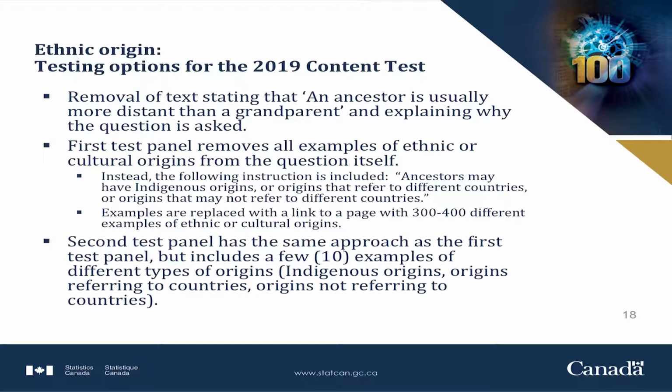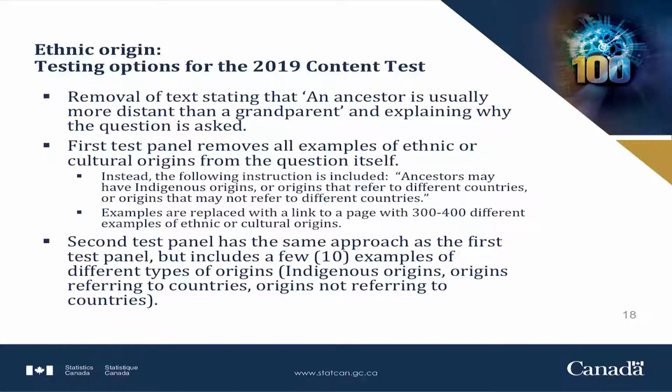So what we want to do with ethnic origin is essentially clean it up. We want to remove all of the unnecessary text: the ancestor definition, and the text explaining why the question is asked. And we have two panels here. The first panel is going to remove all of those examples. Instead, it's going to have a little statement saying ancestors may have Indigenous origins that may refer to different countries, origins that may not refer to different countries. And then, at least on the electronic questionnaire, there's going to be a little phrase that says something along the lines of, if you need to see examples, then click here or access this list.